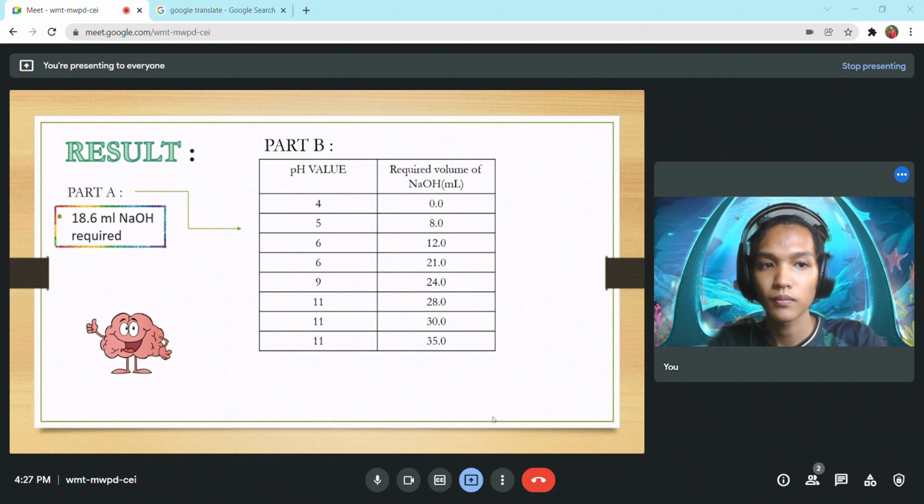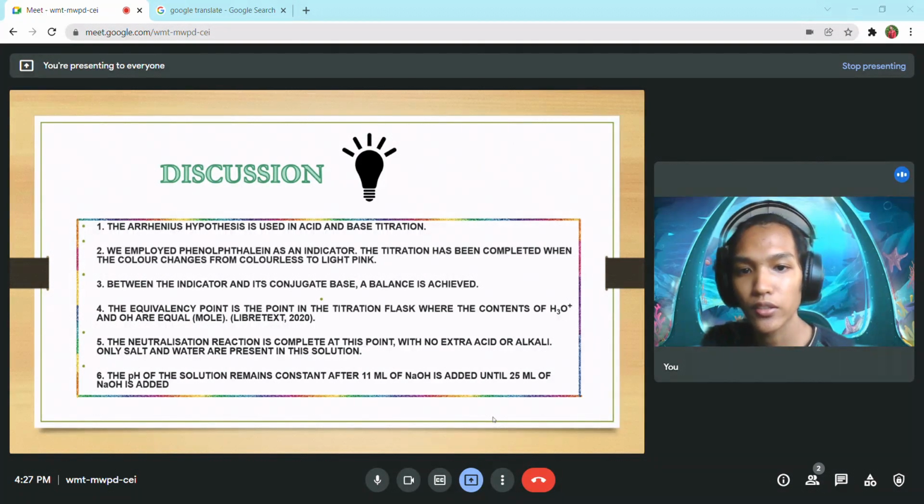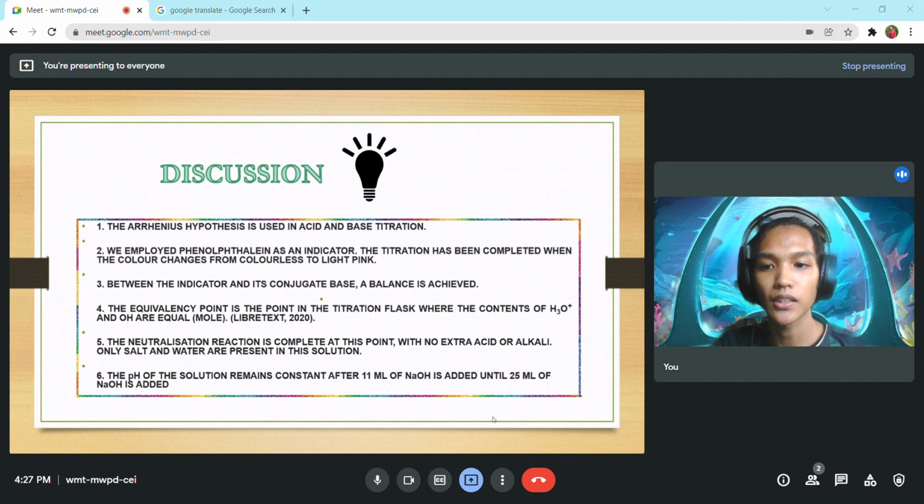Discussion. The Arrhenius hypothesis is used in acid and base titration. We employ phenolphthalein as an indicator. The titration is complete when the color changes from colorless to light pink. Between the indicator and its conjugate base, a balance is achieved.